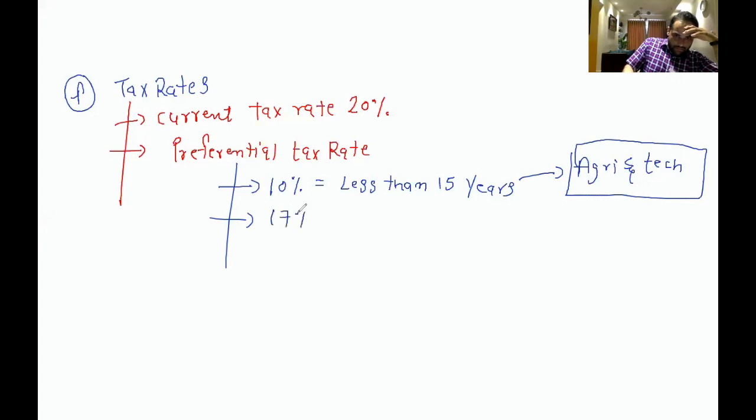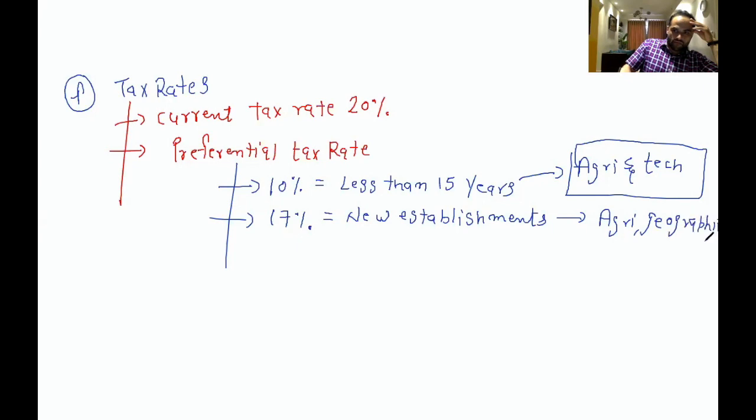Next is 17% tax rates for new investments or new establishments, new businesses. And that's new businesses related to agriculture products, geographic projects or any kinds of energy related business. So 17%.